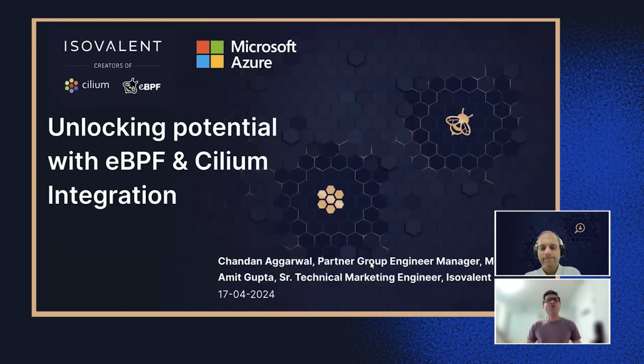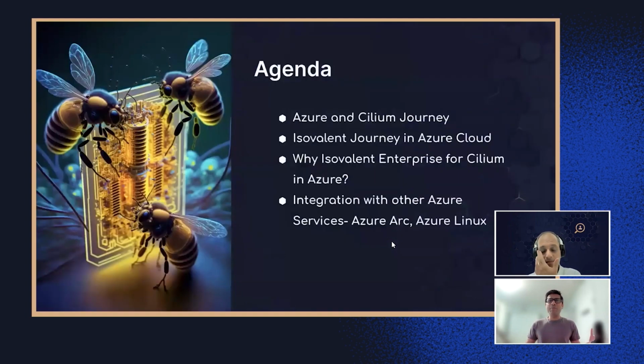And today, we're going to talk about how joint collaboration between Microsoft and Isovalent is unlocking the potential with eBPF and Cilium to make Azure the best platform for running your cloud-native applications. So let's dive in. A little bit brief about the agenda. We will start with the Azure and Cilium journey. Then we dive deep into the Isovalent journey in Azure and some of the features which Cilium Enterprise through Isovalent supports in Azure, and how that integrates with the rest of the Azure products through Azure Linux and Azure Arc.